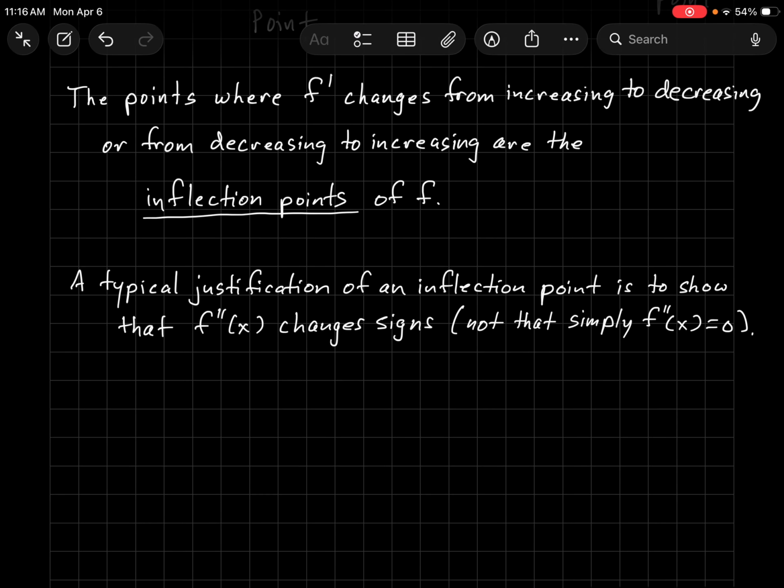When we're doing algebraic problems, it is a typical justification for an inflection point to show that f double prime changes signs. That is equivalent. Don't make the mistake of saying f double prime is 0. We have to say that f double prime changes signs or show that it occurs.